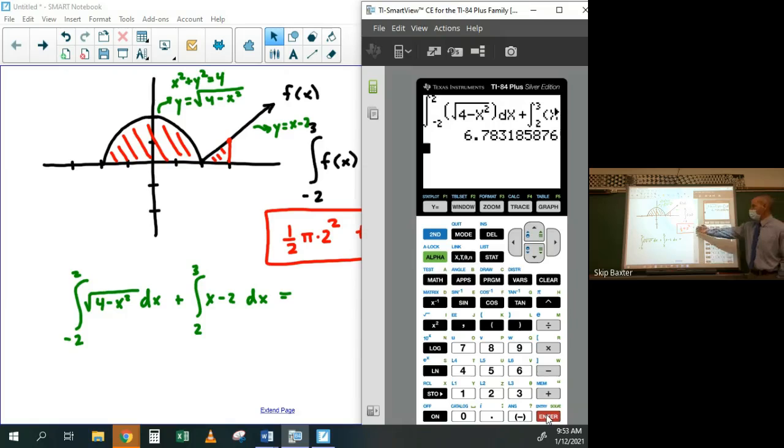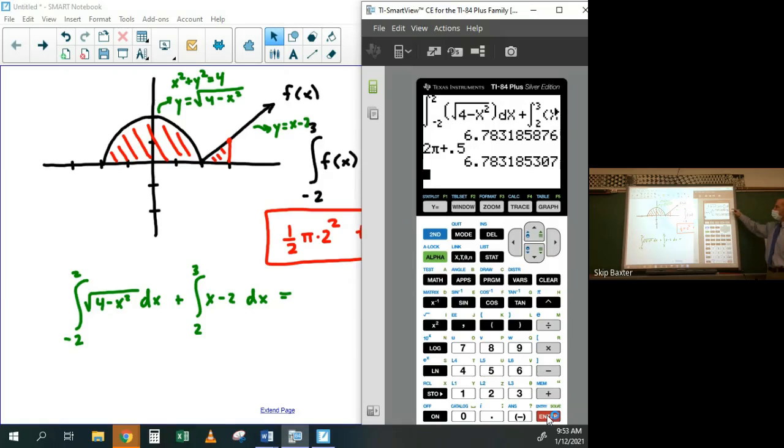If I did the actual stuff I did here, which is 1/2 pi r squared, which simplifies to really just be 2 pi. If I take 2 pi plus 1/2, I get the same answer, right?